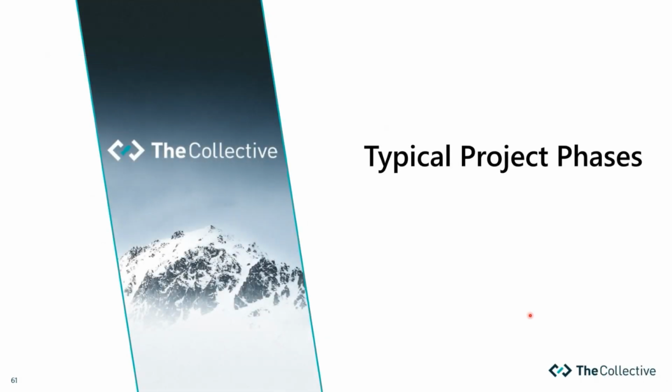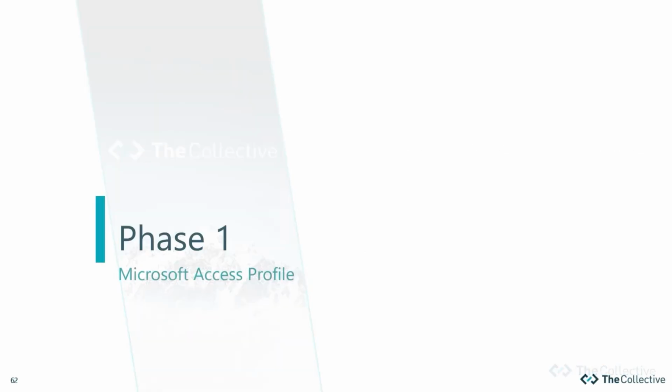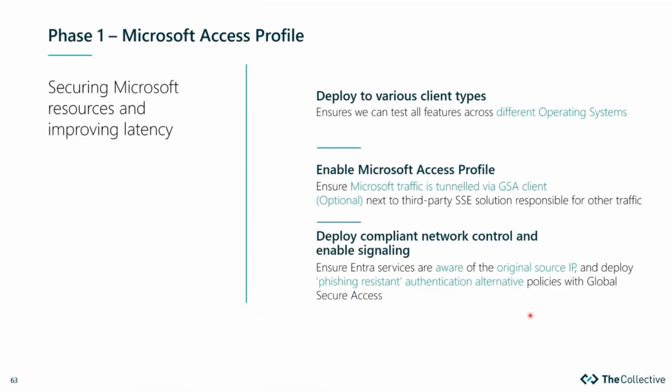So a couple of typical project phases we want to close off this session with. Phase one is a Microsoft Access profile deployment. And this is actually a pretty easy deployment because most of our customers do not really need an extra license for that. It might be the case for you as well. And you just deploy your Global Secure Access clients to the operating systems. You enable the Microsoft Access profile, and then you can start deploying new policies, like, for example, requiring a phishing-resistant authentication alternative with Global Secure Access in order to access certain Microsoft-integrated SaaS applications.